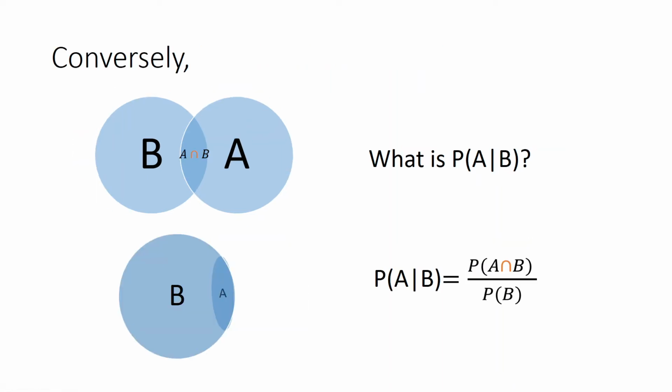Conversely, if you are asked what's the probability of event A given B has occurred, you assume that this sample space has shrunk to the probability of event B. So it has come here, but the intersection remains here. Therefore, the probability of A given B has occurred is the probability of intersection A and B divided by the probability of B.